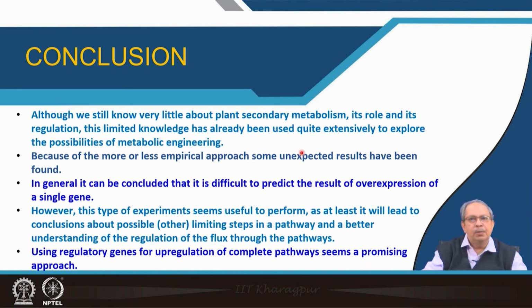One example I gave in the previous class was the overexpression of a transcription factor leading to anthocyanin accumulation in tomatoes. Such examples are very exciting. So, with this I end this class on metabolic engineering approaches and the strategies used for manipulating plant pathways, and in the next class we will talk about how to transfer genes into plants.